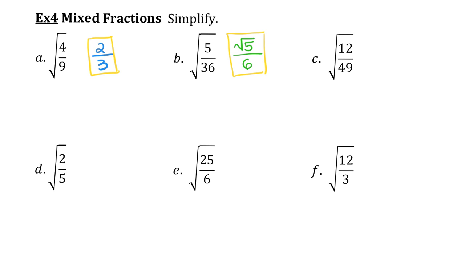Okay, let's look at the next one. Let's see. 12 over 49 does not simplify. Now look at the numerator. Can the square root of 12 — I don't know what it is. Does it simplify? It does. What is it? It's 4 times 3. So this is 2 square root 3. And then on the bottom, square root of 49 is just 7.